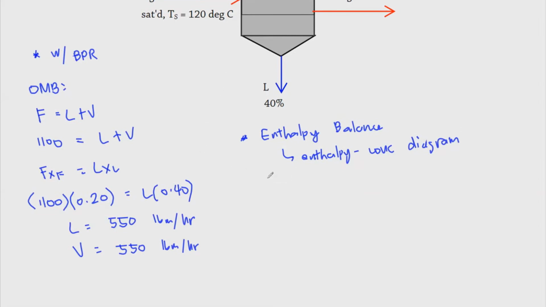So going back, we have this balance. To balance this, we have F and then the enthalpy of the feed, plus S and then the enthalpy of the entering steam, that is equal to the liquor and its enthalpy plus the vapor and its enthalpy, and then finally this S, assuming that it's condensed.